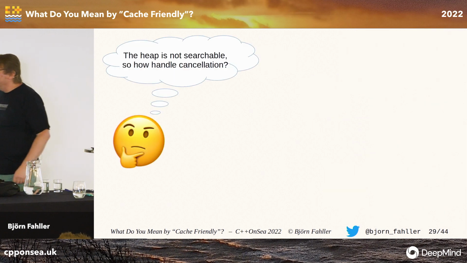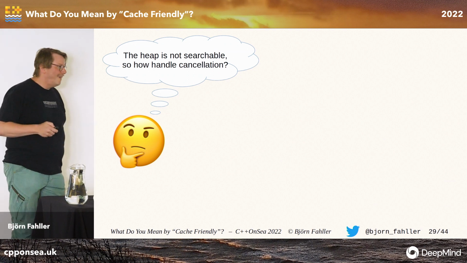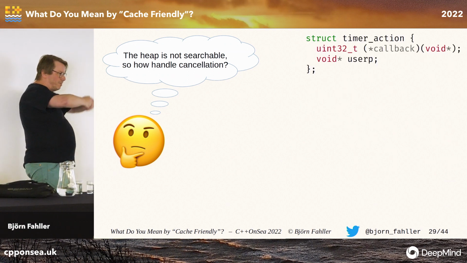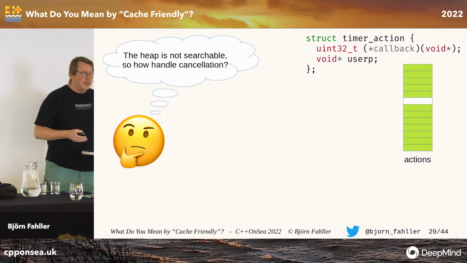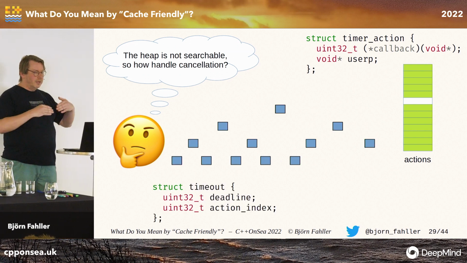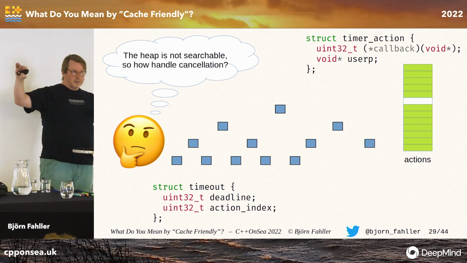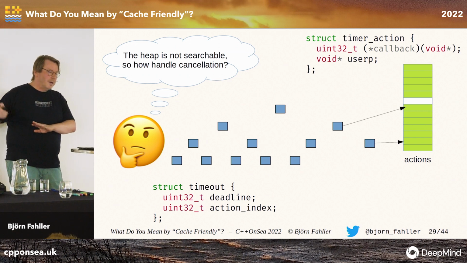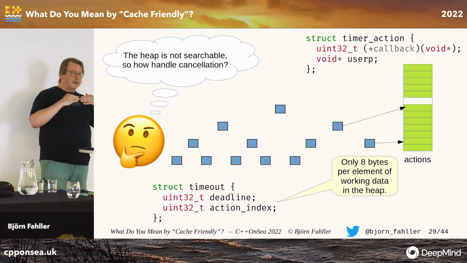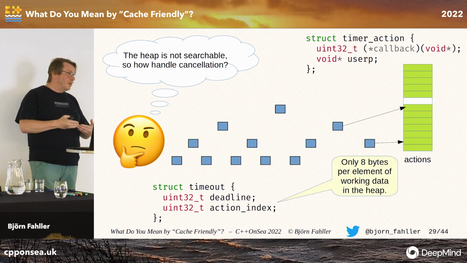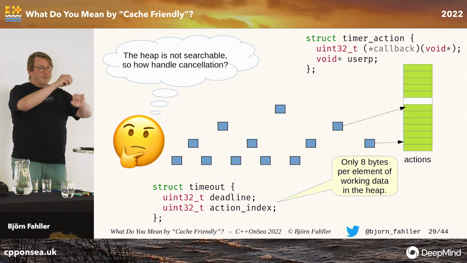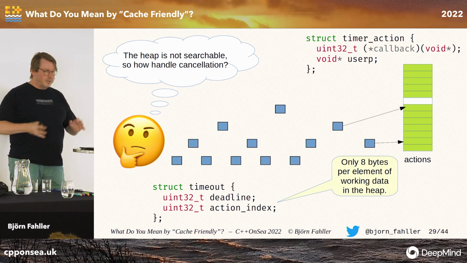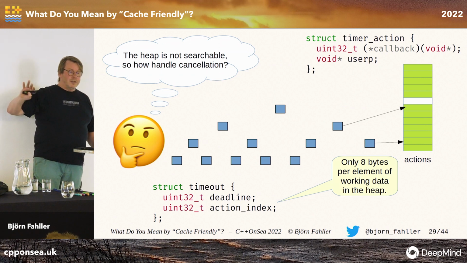But the heap is not searchable, so how do we handle cancellation? One way to do it is to split the data structure. So I have one struct for a timer action, and I have an action store that I store these in. And then we have the heap with the timeouts that just have the deadline and an index into the actions. An extra bonus for this is that now each element in the heap is just 8 bytes. Which means that the amount of memory that I have to fiddle with when inserting and popping is reduced, because I don't have to touch the actions very often.